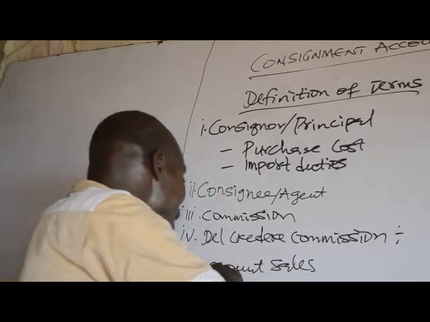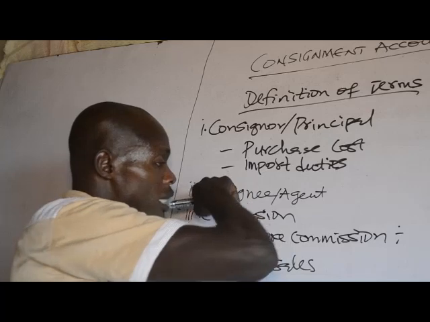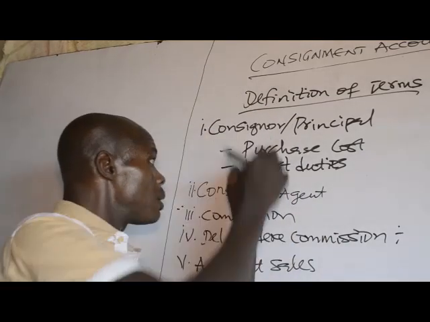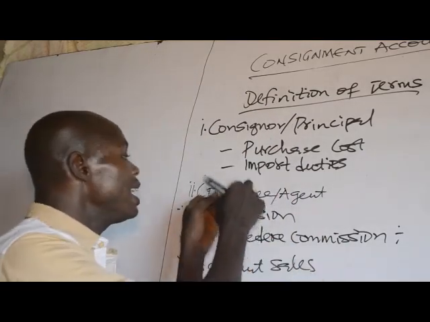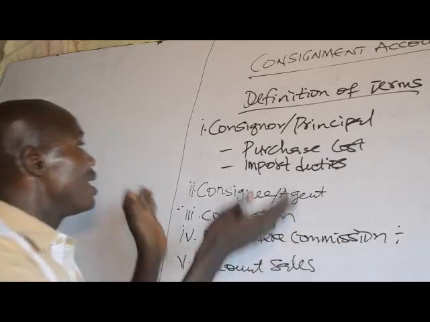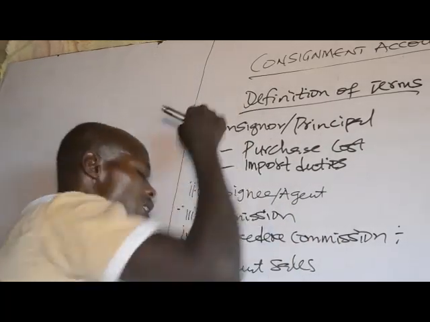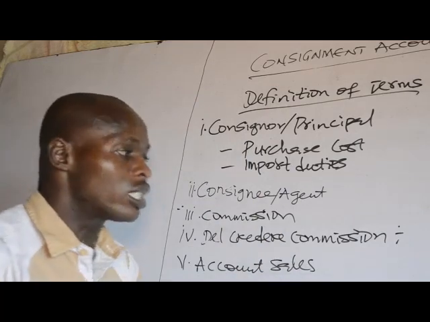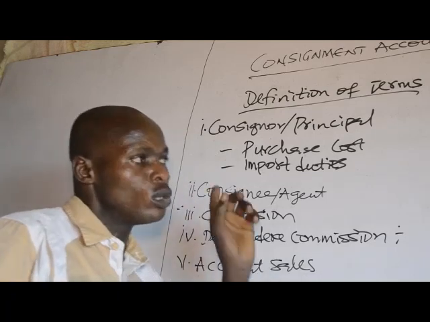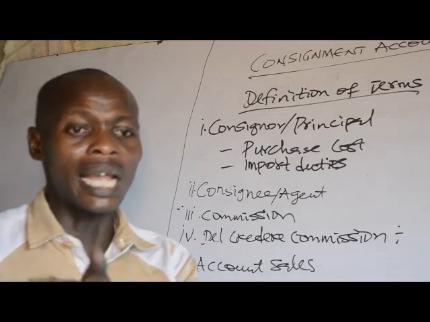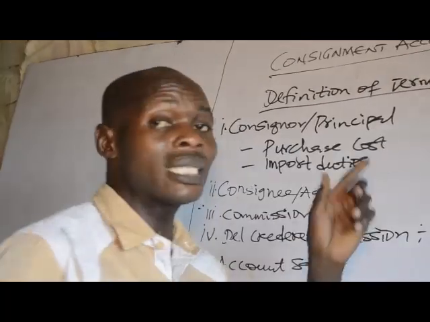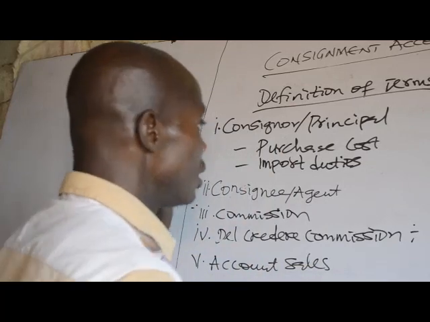I told you that the agent is the one sending these returns to the consignor. That is, the consignee is the one to send the account sales to the consignor. The consignor is the principal, while the consignee is the agent. The account sales will contain the return sent by the consignee to the consignor, the return sent by the agent to the principal.